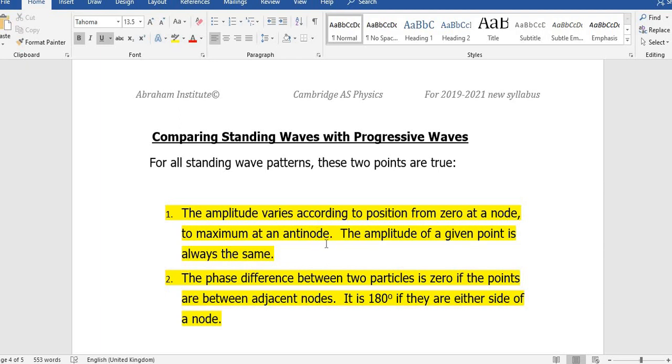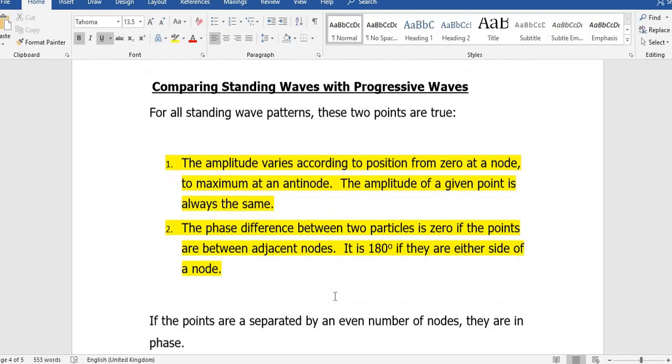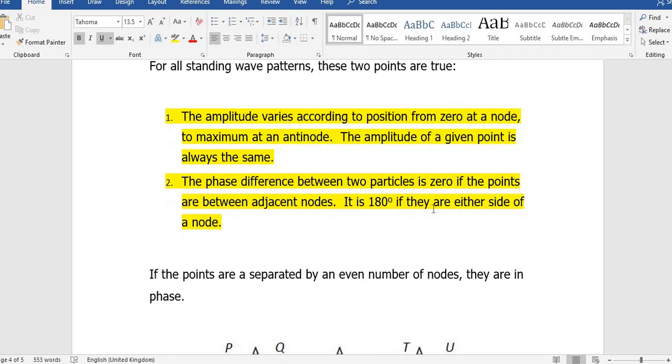because in the stationary wave at a certain point that amplitude is the same. The phase difference between two particles is 0 if the points are between adjacent nodes. This is what I mentioned previously. It is 180 degrees if they are either side of a node.